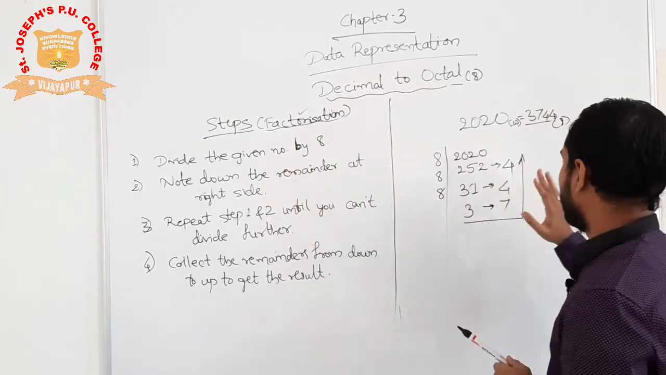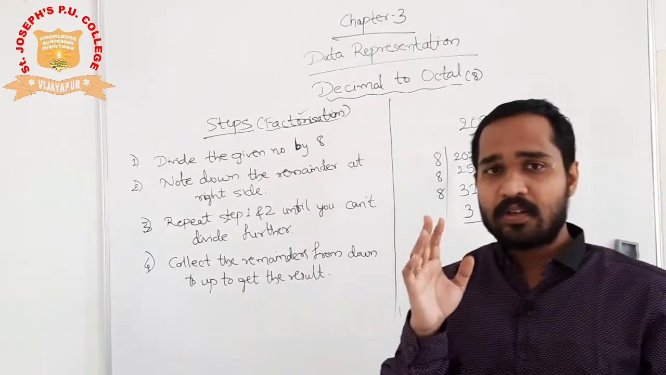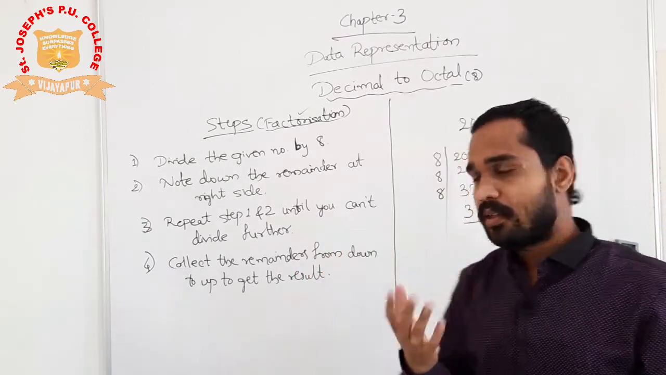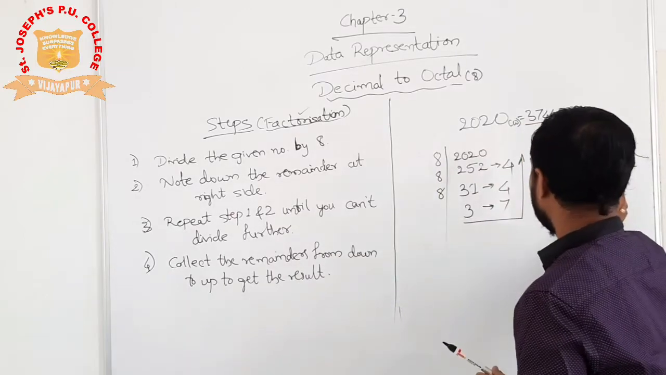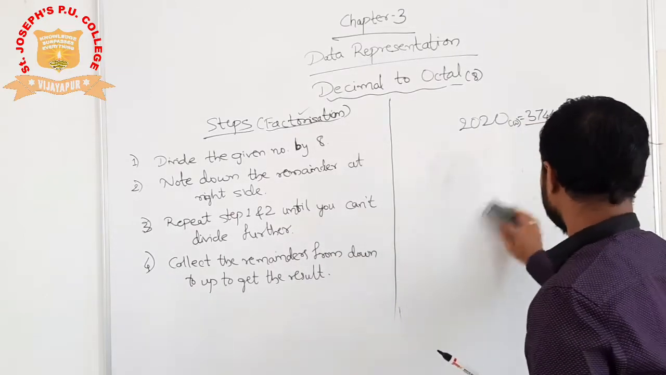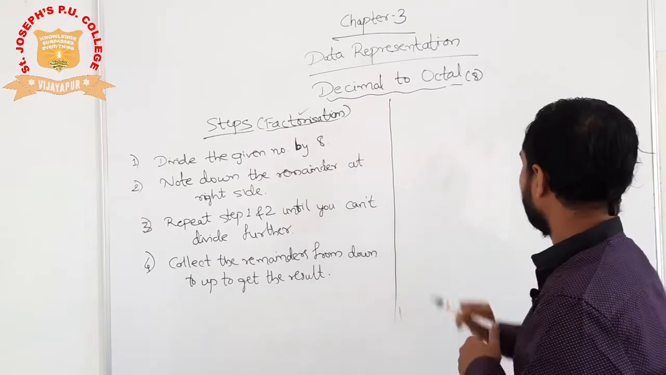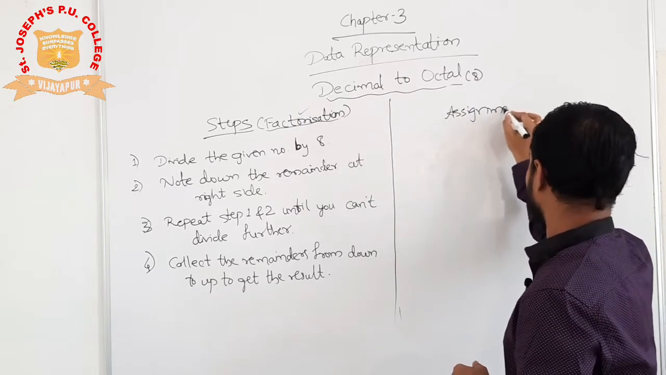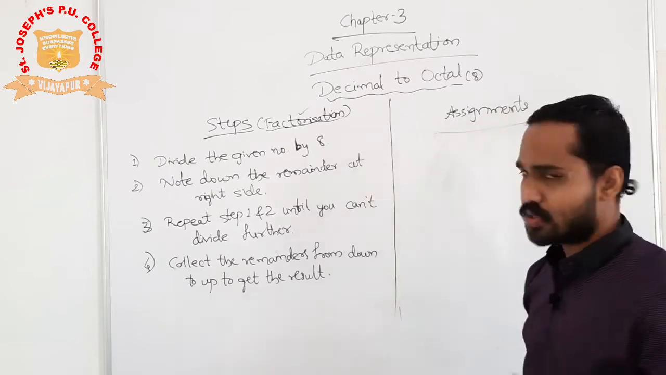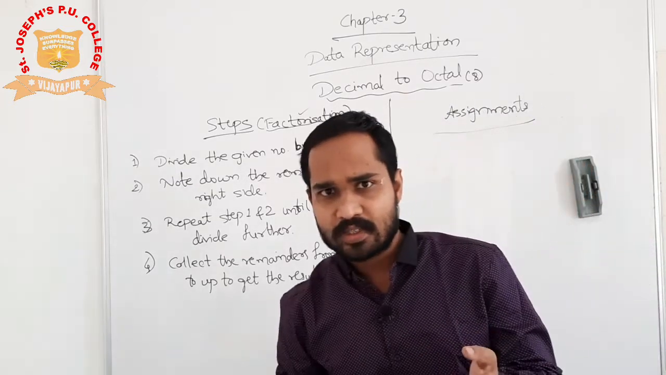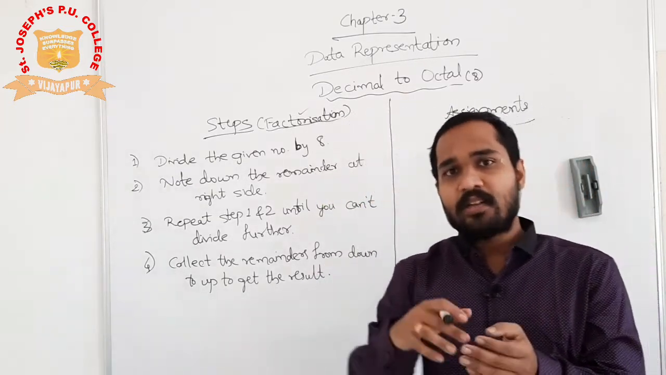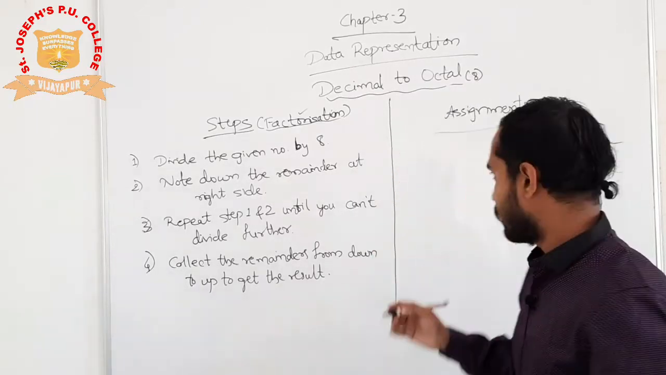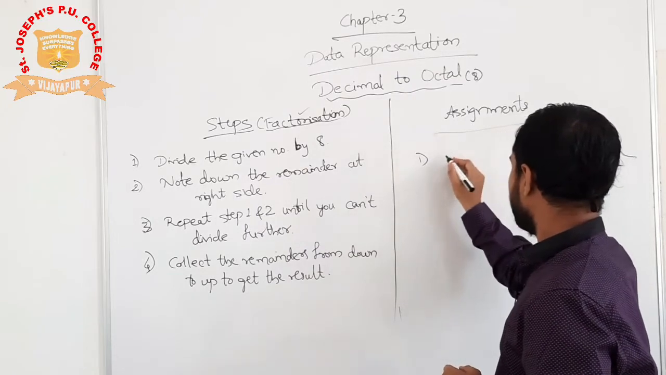Okay. So pause the video and try. I am giving the assignments now. Try them. Okay. Then we will go further. Take the assignments. See, all of you try your year of birth. If it is 2002 or 2003, whatever it is, try to find the octal equivalent of your date of birth or year of birth. Okay. And some more examples.